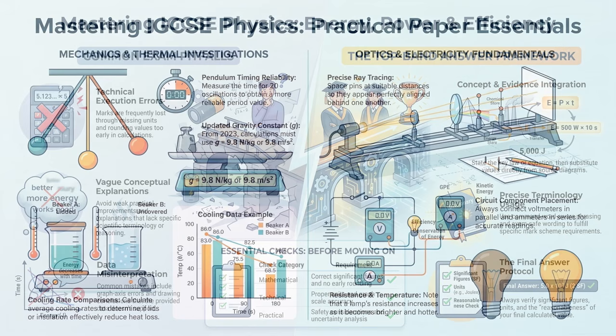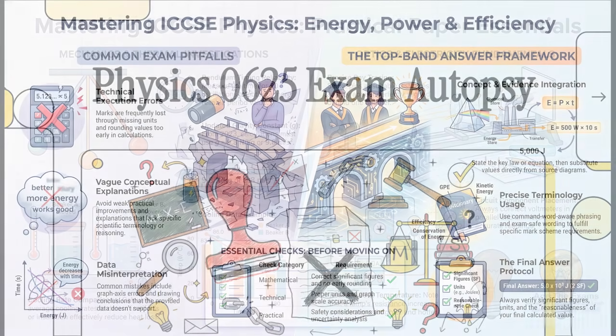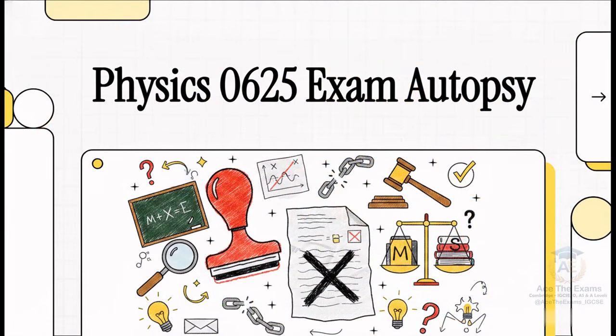We are skipping the pleasantries today and stepping straight into an active crime scene. On trial, a notoriously flawed student answer from the Cambridge IGCSE Physics 0625 paper. You sit down in the exam hall, calculate the numbers, and write down an answer you are absolutely certain is correct, but boom, it's a trap.